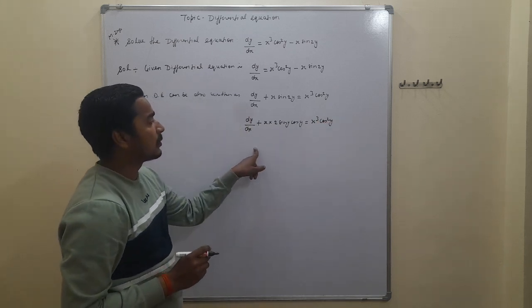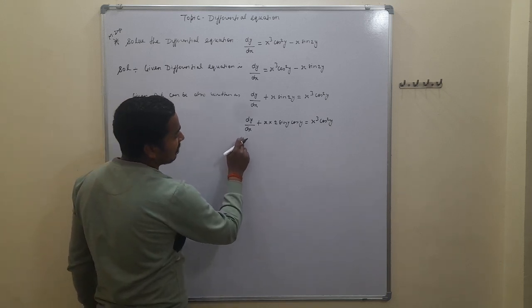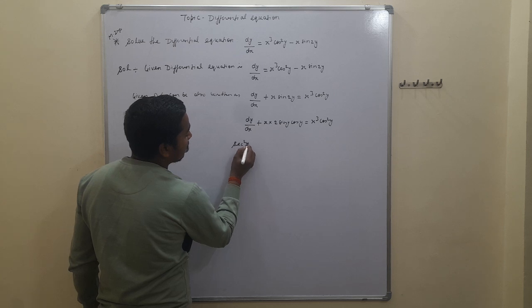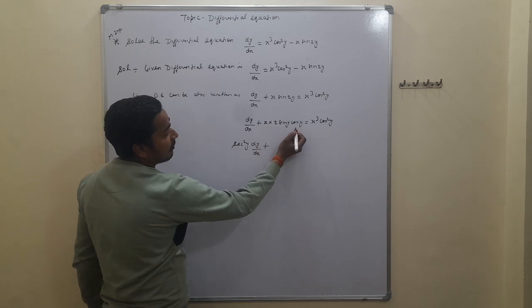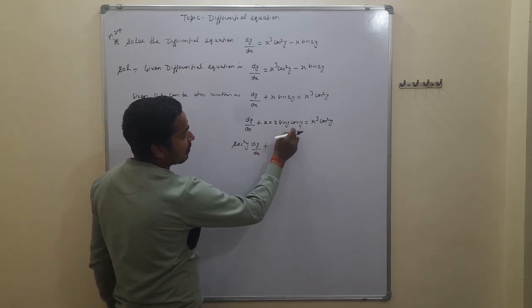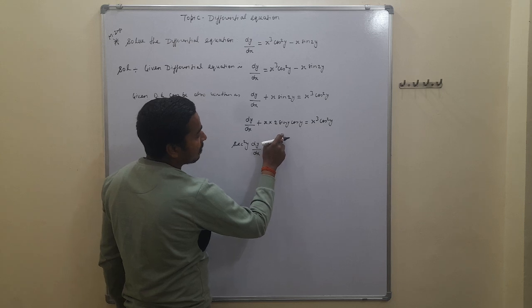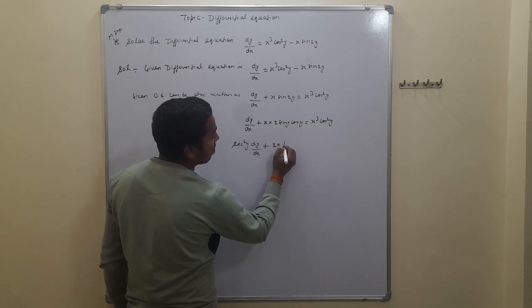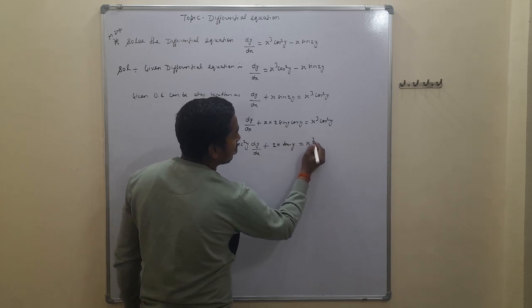Dividing both the sides with cos square y, when we divide dy by dx with cos square y, this gives sec square y. Sec square y dy upon dx plus, here on dividing by cos square y, cos y to cos y is cancelled out, and sin y upon cos y is tan y. This is 2x into tan y is equal to x cube.